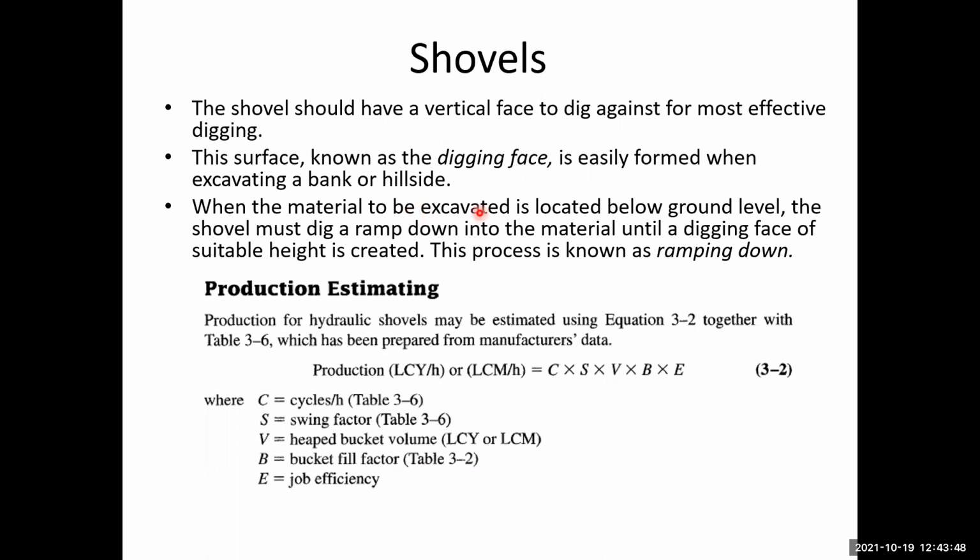When the material to be excavated is located below the ground level, the shovel must dig a ramp down into the material until a digging face of suitable height is created. This process is known as ramping down. The production of hydraulic shovels may be estimated using an equation similar to the previous one, CSVBE. C is the cycles per hour as before.